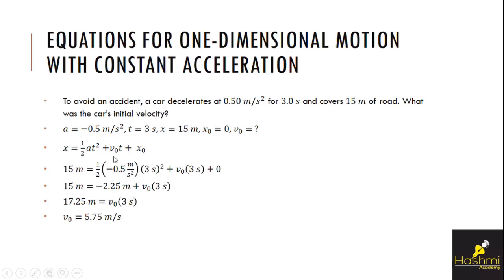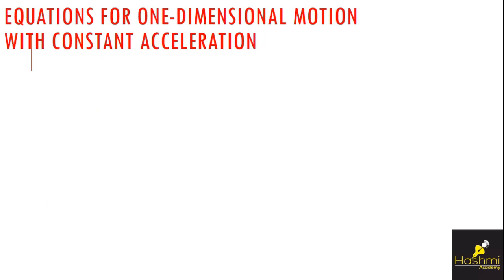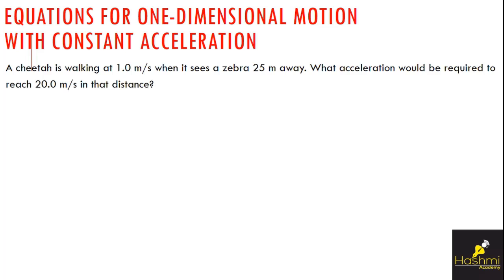So the given data can be written like this. I'm just putting all the data in my second equation of motion, that is x is equal to x naught plus v naught t plus half a t square. My x is given, 15 meters, my x naught is 0, and v naught I have to find out. V naught times 3 seconds plus half of a, which is minus 0.5 meter per second square, and t is 3 seconds, so t square is equal to 3 square. If I solve this equation, I'm going to get the velocity, that is 5.75 meter per second. So your car would have an initial velocity of 5.75 meter per second. These are equations for one-dimensional motion with constant acceleration.